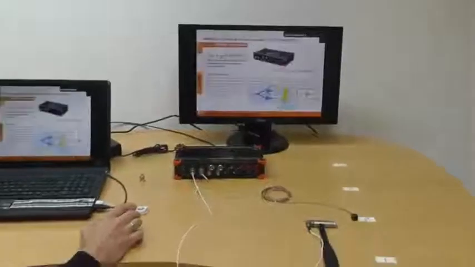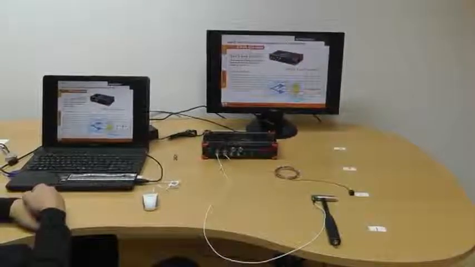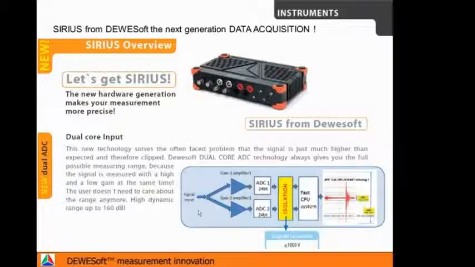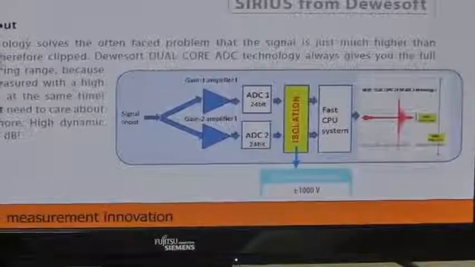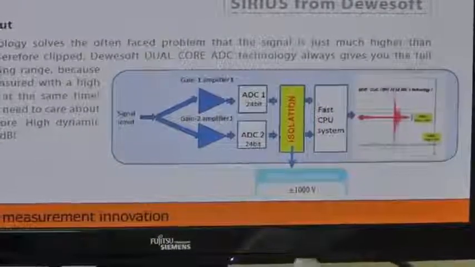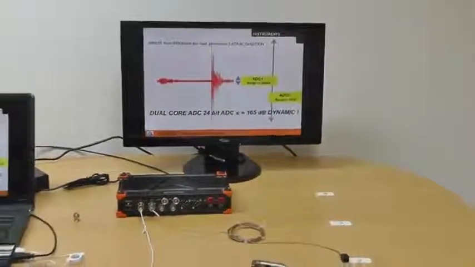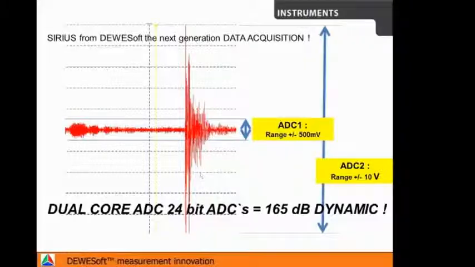Dual core AD converter, what does that mean? First, let's talk about the dual core ADC advantage. The problem most customers have is that they do not know what signal they're going to acquire. If they hit a hammer, you don't know how many G level you have. So the best approach, if you don't know whether you have a small signal or big signal, is to just measure in two ranges simultaneously and take the best data from either the big or the small signal.